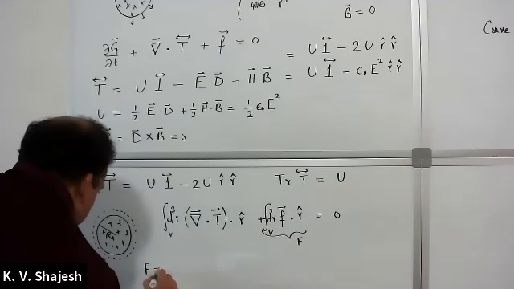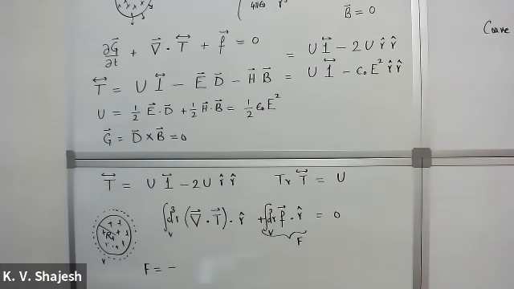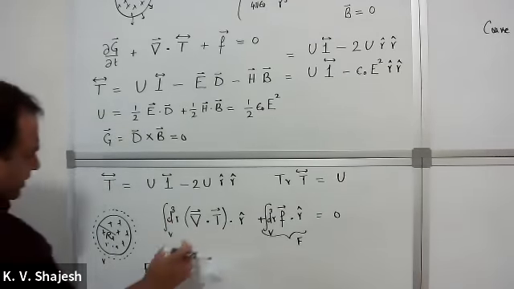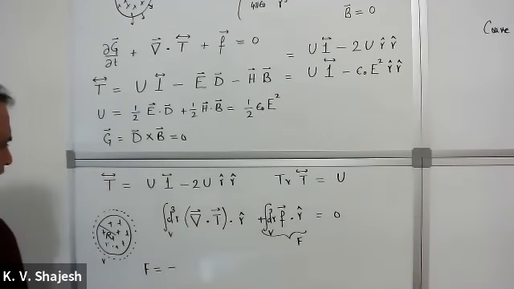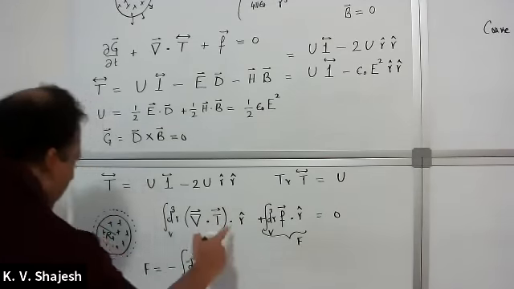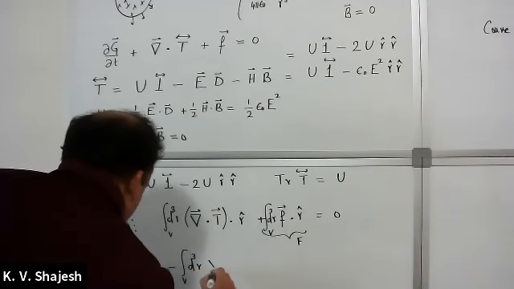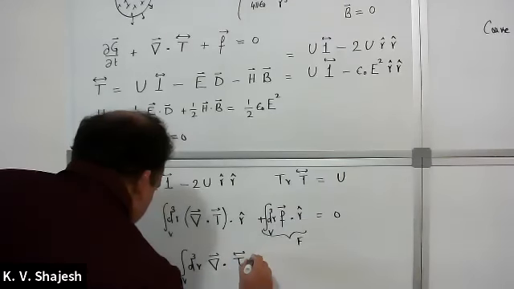So F is equal to minus of, we can use the divergence theorem here, but it is not yet a divergence theorem because this has to act on both. So I'll manipulate this a little. So this is the volume integral, I want the divergence to act on both, so the divergence of T dotted with R hat.